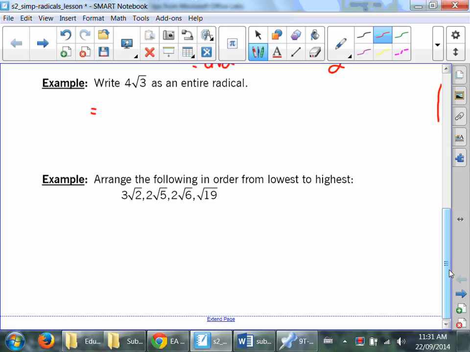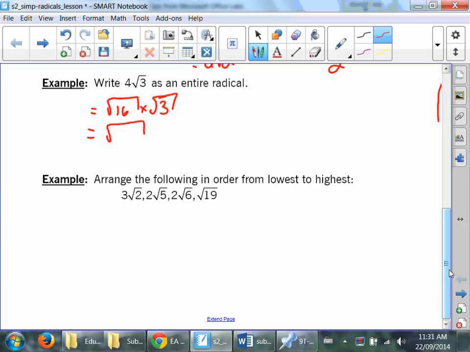4 is equivalent to the square root of what number? So we have to think about this. What's the square root of what number is 4? To figure it out, we could just take 4 and square it. 4 squared is 16. So 16. And then we've got that root 3. So now all we have to do, oopsies, that should be a 3, not a 13. 16 times 3 is 48. So this becomes the square root of 48. So working backwards and writing 4 root 3 as an entire radical, we get the square root of 48.